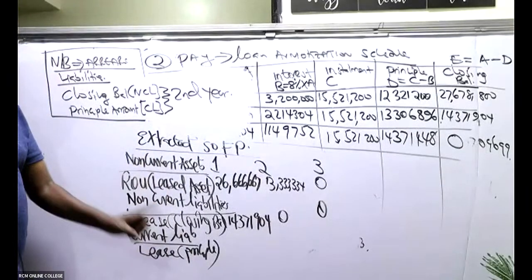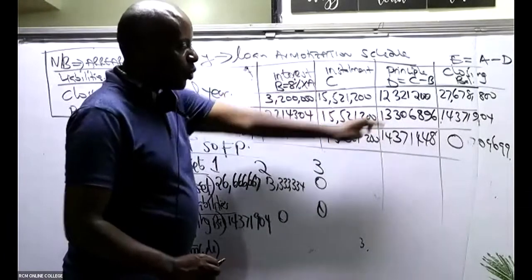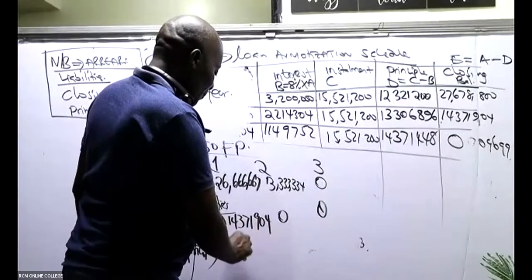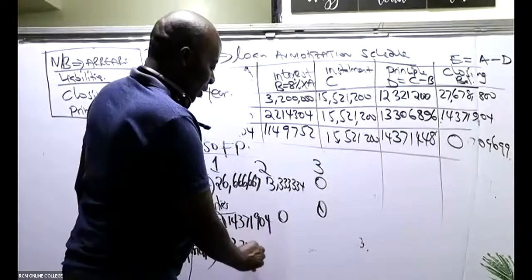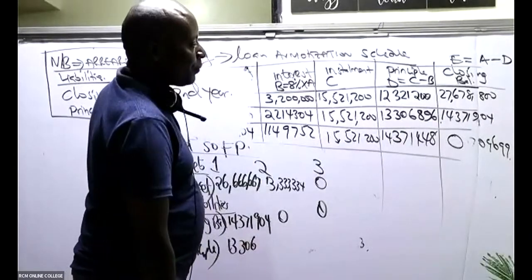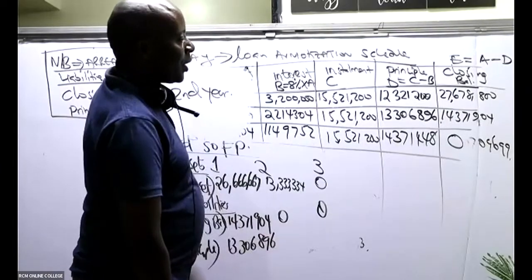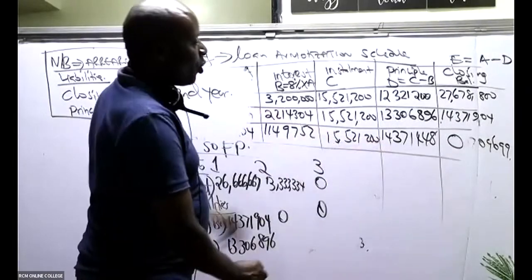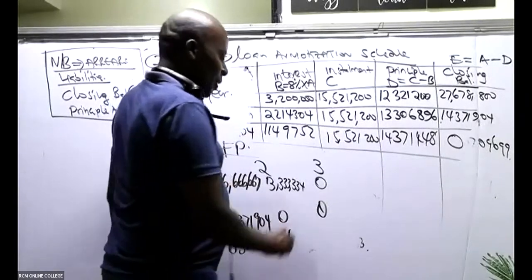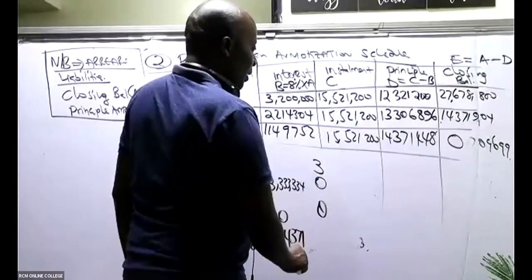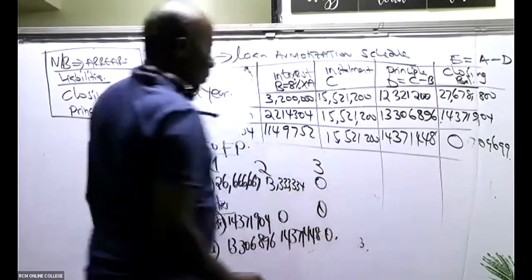And also for the principal amount, you start from year 2. You say 13,306,896, and then this one here, you always ignore year 1. 14,371,448. The other one is 0 because there are 3 years.